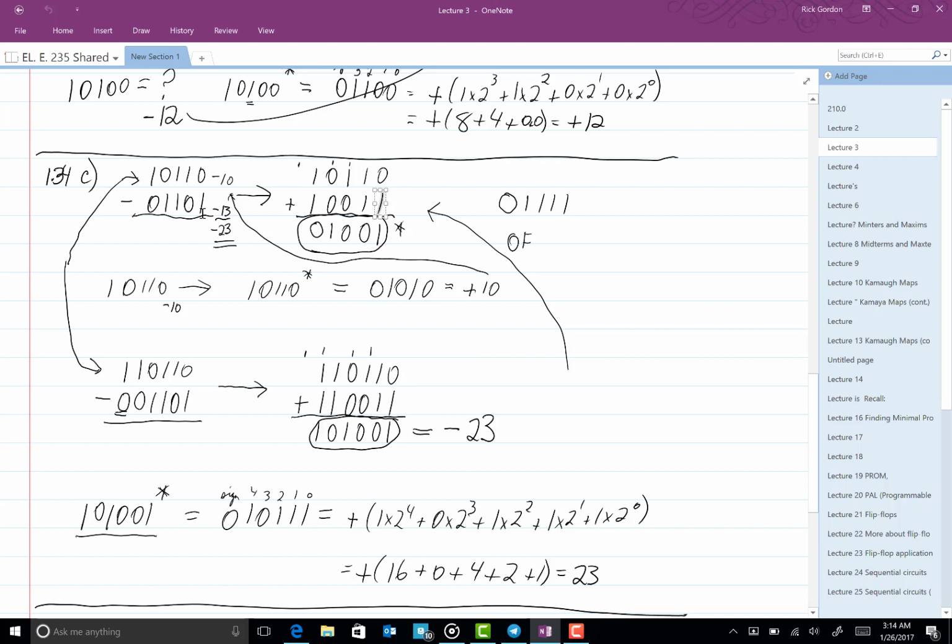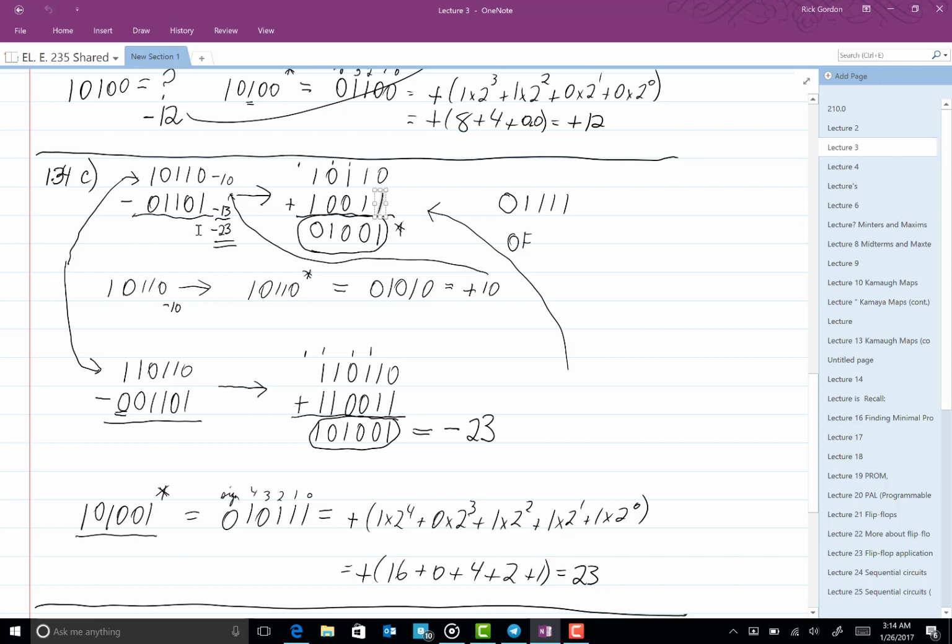And now this second number is a positive number, so we can figure out what that is. This is 0, 1, 2, 3, 4. So this is 1 times 2 cubed, which is 8, plus 1 times 2 squared, which is 4. So 8 and 4 is 12, and 1 is 13. So this is minus 10 minus 13, which is negative 23.